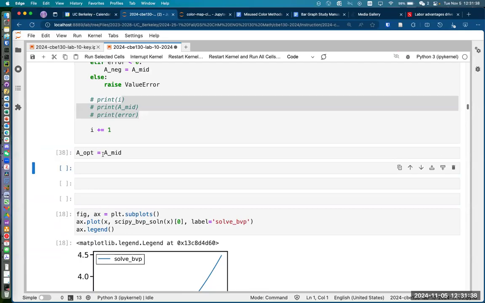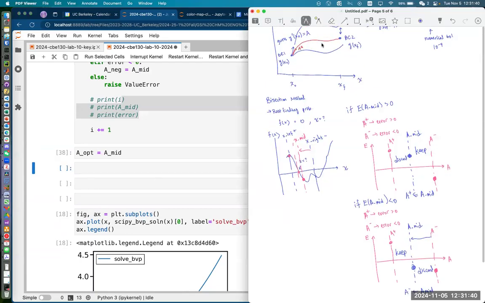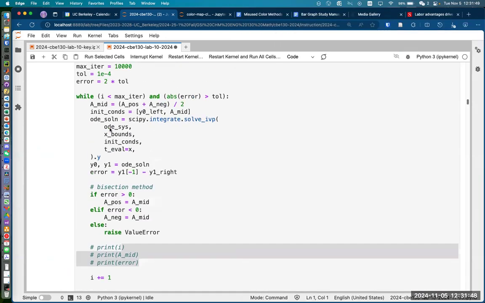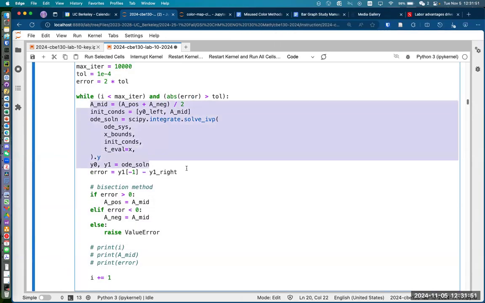And after having this, we now know what is the optimum A. So we'll need to just solve this initial value problem once with this optimum A, and we'll get the solution. So I'll just copy this code here.